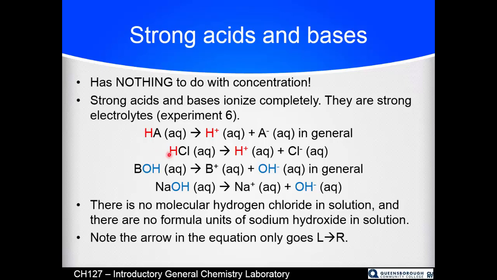You have examples here with hydrochloric acid, old school name muriatic acid, and sodium hydroxide, otherwise known as Easy-Off oven cleaner in your house. So each of these, strong acid, strong base, fully ionizes in solution. And so if we have a measured amount of HCl added to our solution, we will have that amount of ions present in our solution.